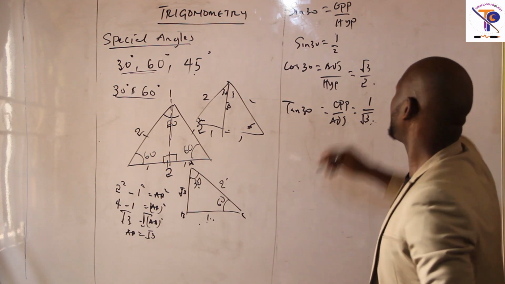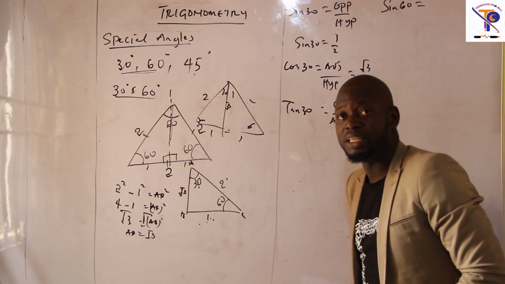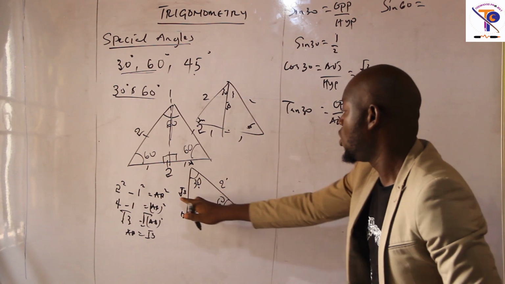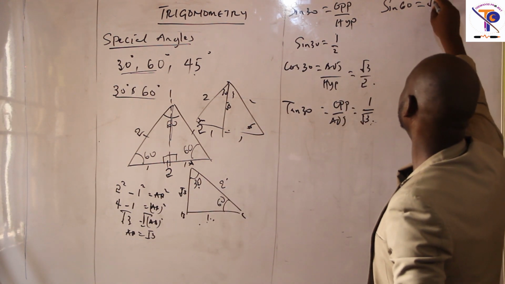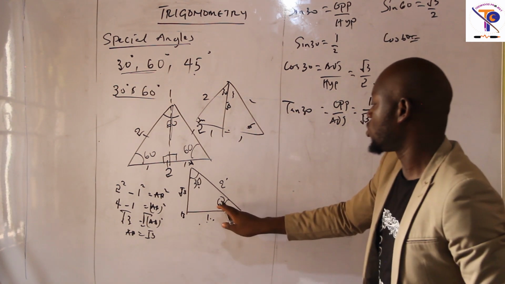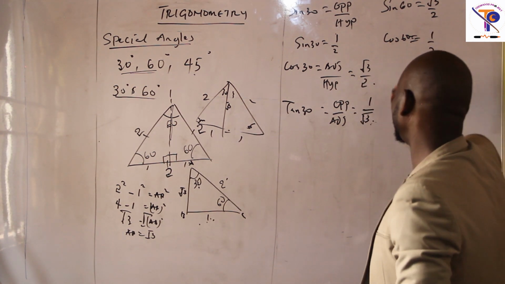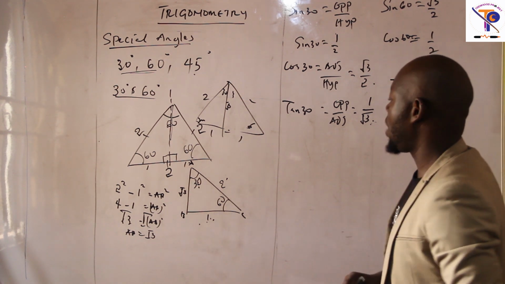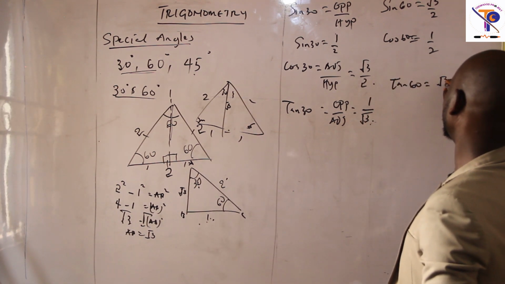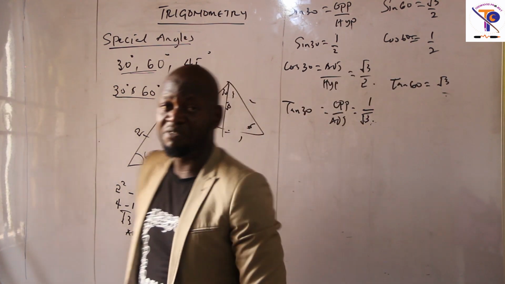So if you go for sine 60 now, don't forget sine is opposite over hypotenuse, so we have our opposite here on 60, opposite root 3 over 2, so we have root 3 over 2. And our cos 60 is adjacent over hypotenuse, that is 1 over 2. And our tan 60 now, that is opposite over adjacent, that is root 3 over 1, which is as well root 3. You don't have to put over 1 there. So this is what we have, and this is what you should cram.